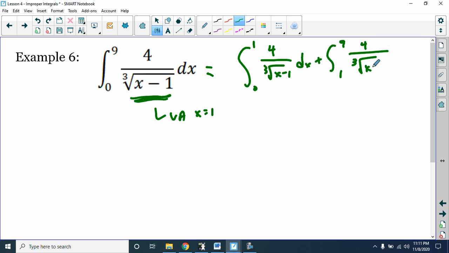Sometimes if you don't do that, it'll turn out okay, and you'll get the same answer, but sometimes you'll get the incorrect answer if you ignore and don't split this into 2. So we need to u substitute. U equals x minus 1, du is dx. So I get 4 over the cube root of u.